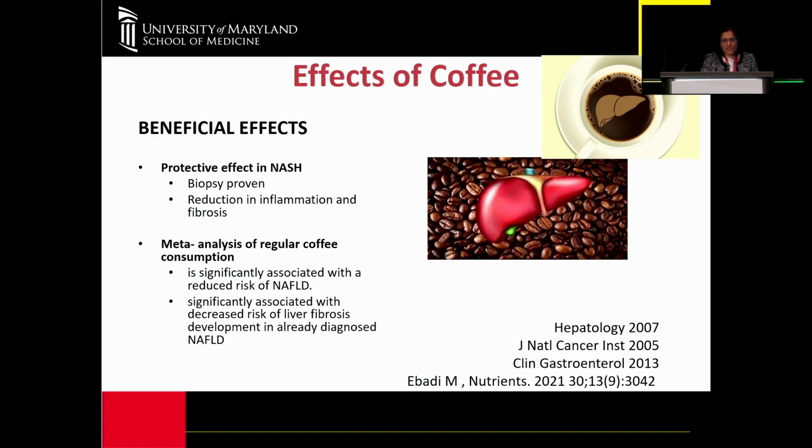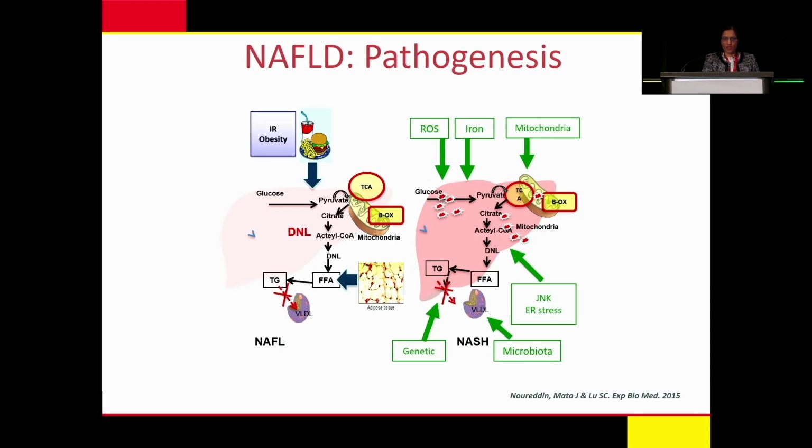You can't really give a liver talk anymore without talking about our favorite beverage. And coffee has indeed been shown to be beneficial in NASH. There are small biopsy studies which have shown a reduction in inflammation and fibrosis. And a meta-analysis of regular coffee consumption, defined as at least 2 cups a day, shows that there's a significantly reduced risk of NAFLD, and also in those who have NAFLD, there's a decreased risk of liver fibrosis.